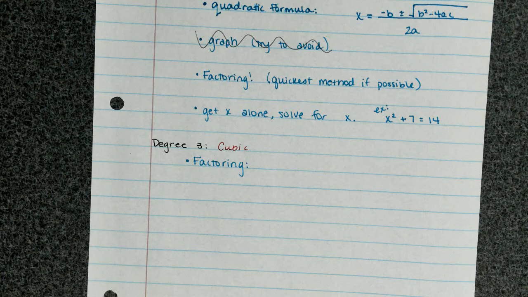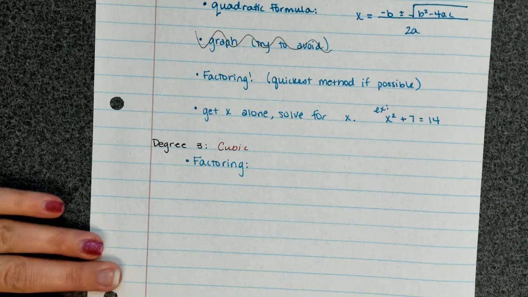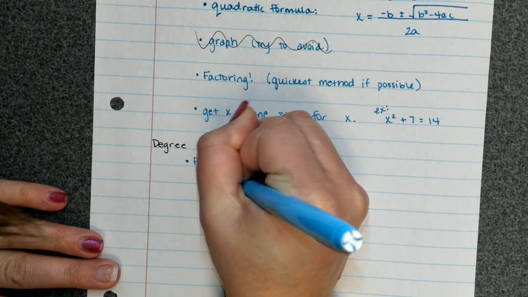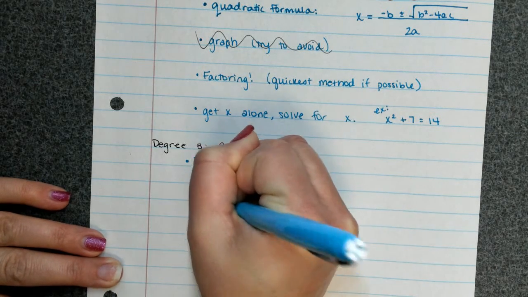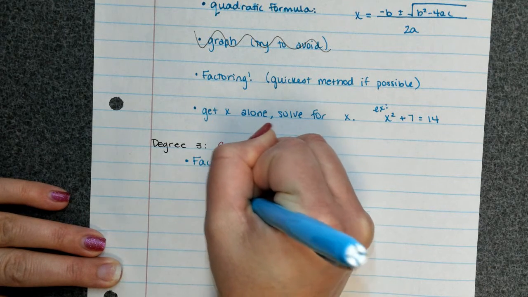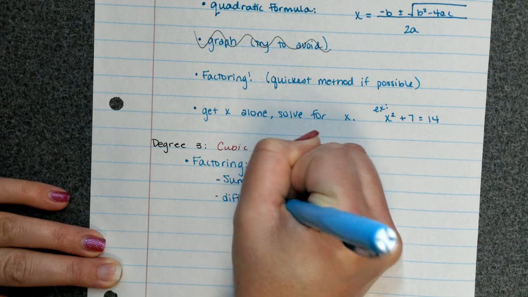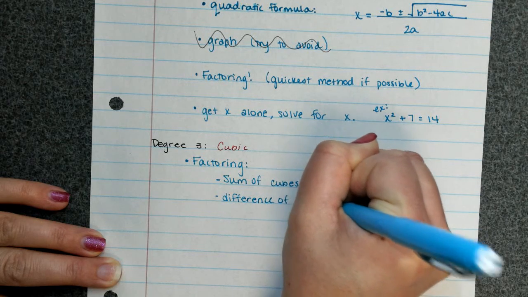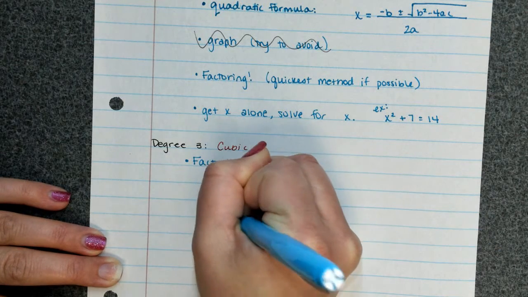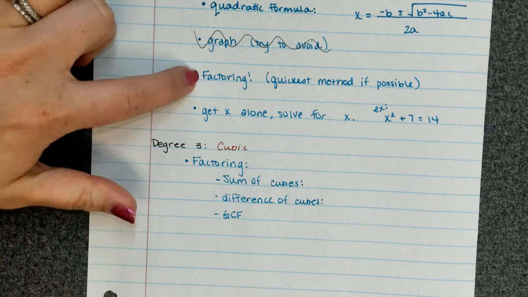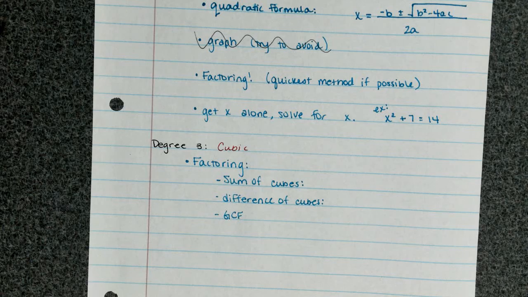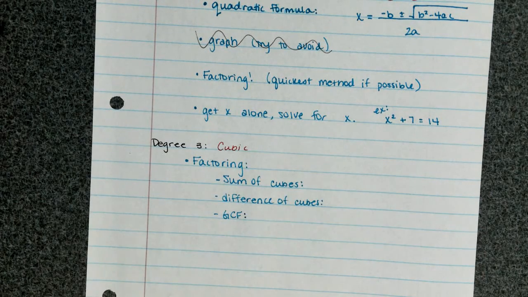So, when it comes to factoring, we have the sum of cubes. We have the difference of cubes. And we can always go for a GCF, which is your greatest common factor. So that also works up here when you're factoring. There's lots of ways to factor quadratics, so I didn't even list those ones. So what do these look like then?